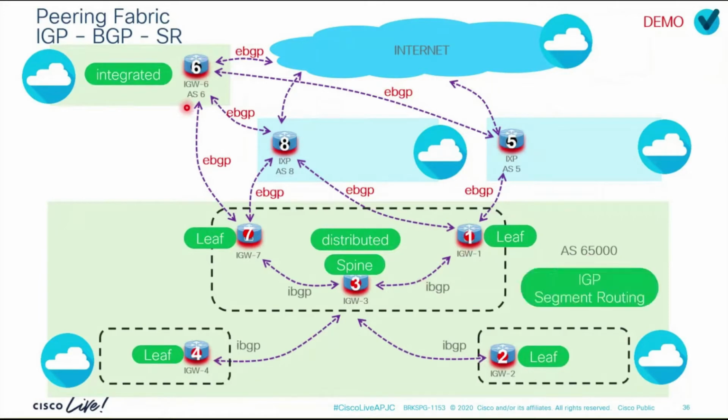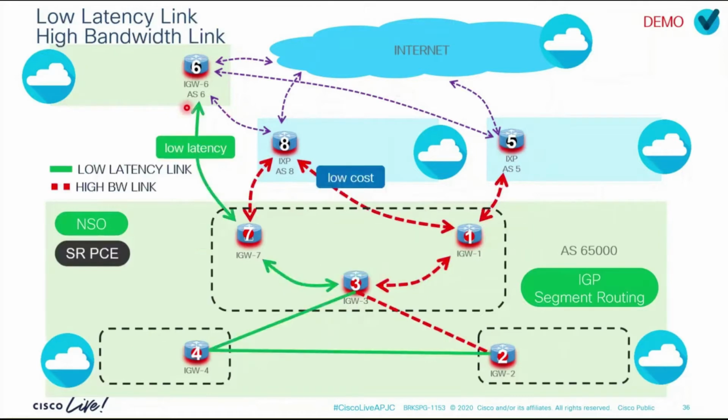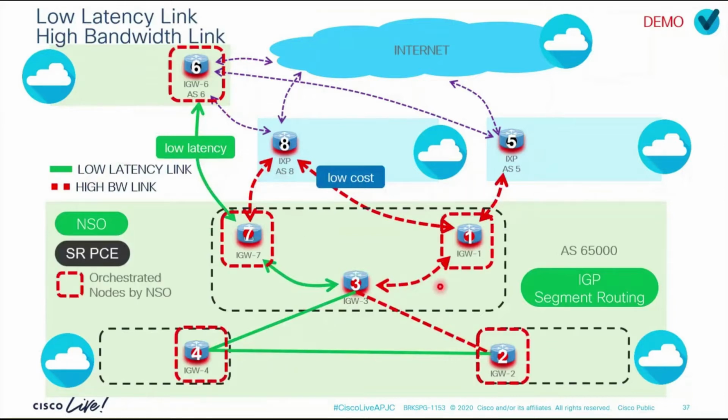And we use the IGP with segment routing, and NSO and SR-PCE here, as well as telemetry. So in terms of the links, we categorize 2 types of links. The green solid links are low latency links, and the dotted and red links are the normal links here. And NSO will actually configure routers 6, 7, 1, 2, and 4 here.